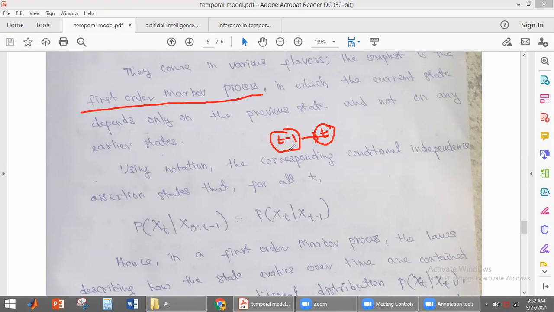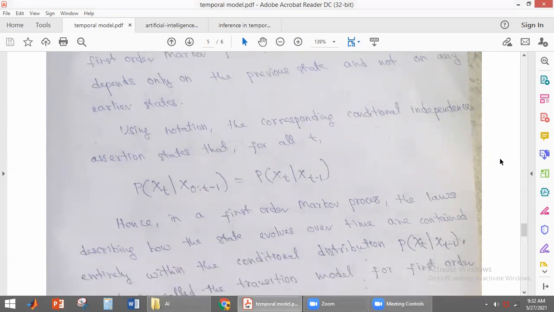It does not depend on any of the other states; it depends only on the previous state. That is why it is called the first order Markov process. In this case, the conditional independence is given as the probability of xt given xt minus 1. Usually xt depends on the history of the previous states, but in the first order Markov process, this is replaced with the probability of xt given xt minus 1. Xt is the current state, which depends upon the previous state, xt minus 1.